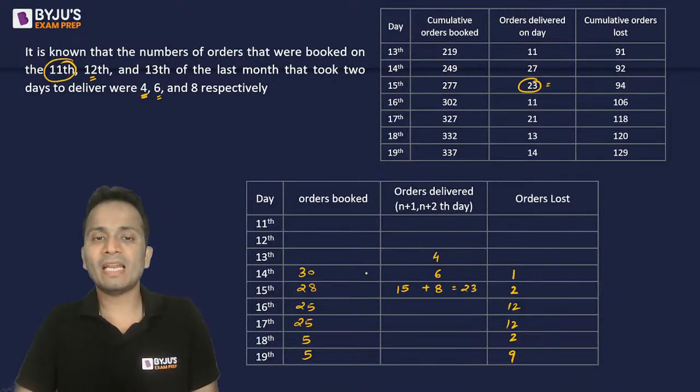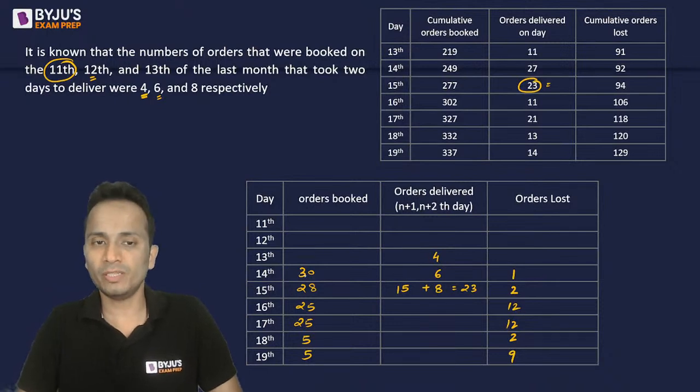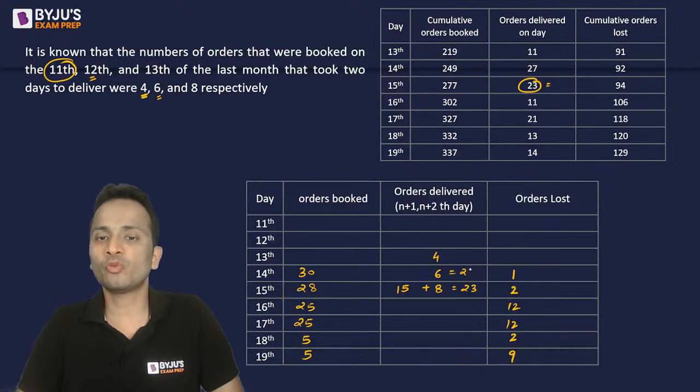Similarly, the same thing can be done for the date of 14th. Now for the date of 14th, 6 orders which are delivered were booked on 12th. Total number of orders delivered is 27. That means the remaining 21, 27 minus 6, these were the orders that were booked on 13th of this month.